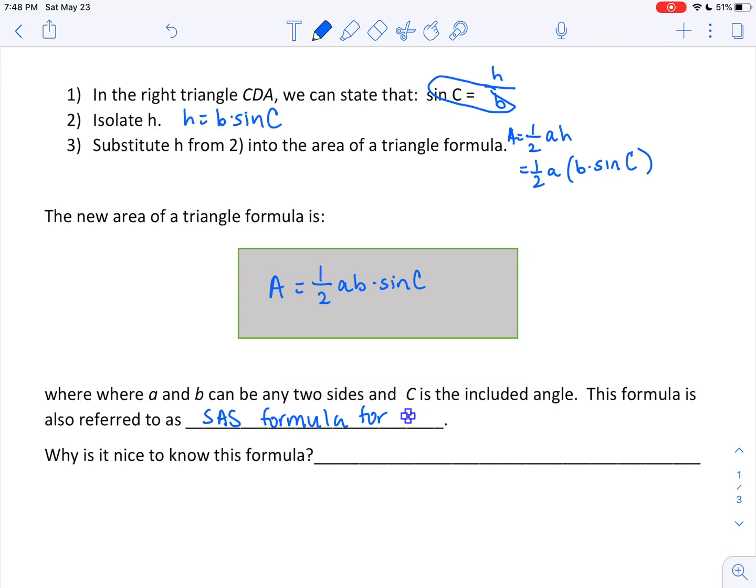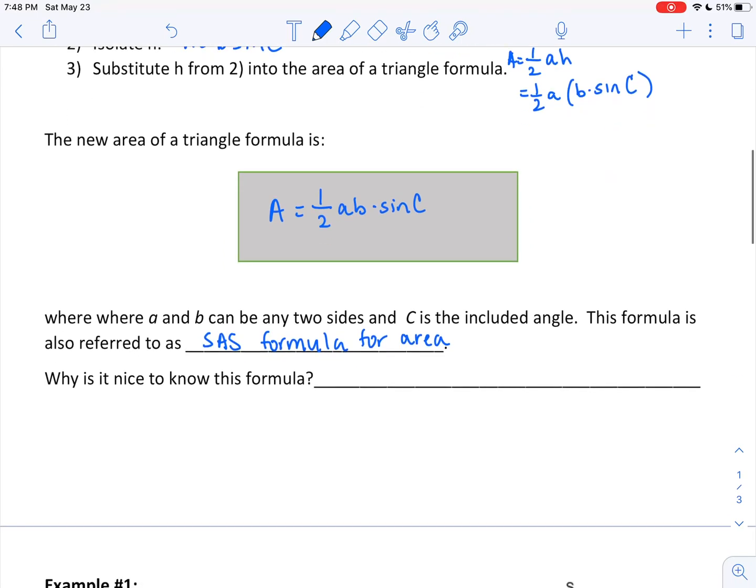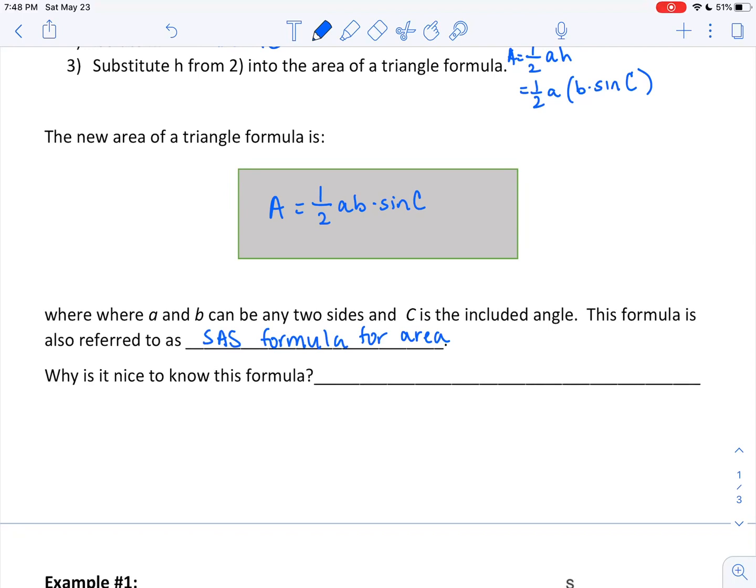Why is this nice to know? Well, if we know this formula and we're given two sides and the angle included in between, we don't necessarily have to find the height anymore. So we no longer have to rely on finding that in-between step, finding the altitude or height of a triangle.